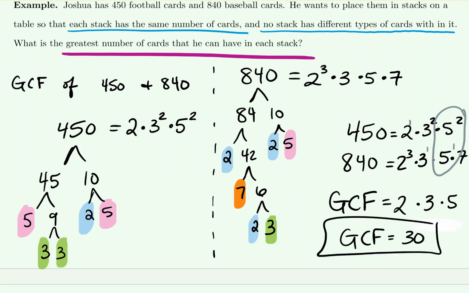So what that means is if we've got stacks that are 30 high, then we would have each stack having the same number of cards. No cards would have to be mixed with others to keep that stack 30 high, and we would have the greatest number of cards in each stack. That would be the correct wording of this.